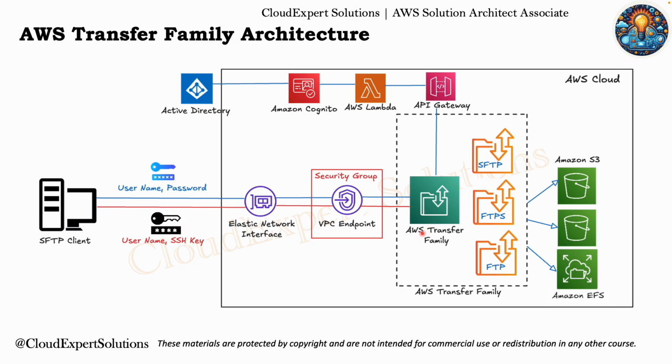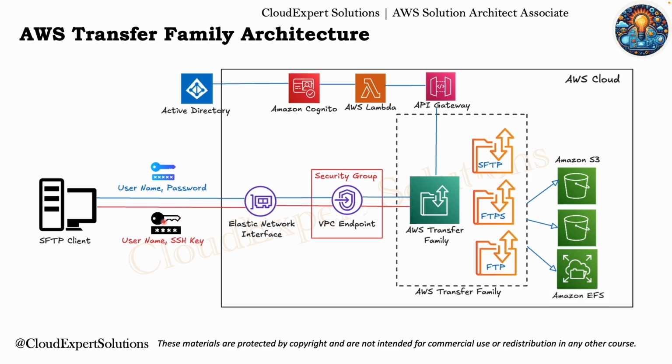When you are deploying AWS Transfer Family, you should deploy securely. That is why here we have a VPC endpoint, and the VPC endpoint is enclosed with a security group. This security group will provide the access control, and you can expose it with an elastic network interface or ENI. Then all your SFTP clients will be able to access it securely, and let's assume they are using username and SSH key.